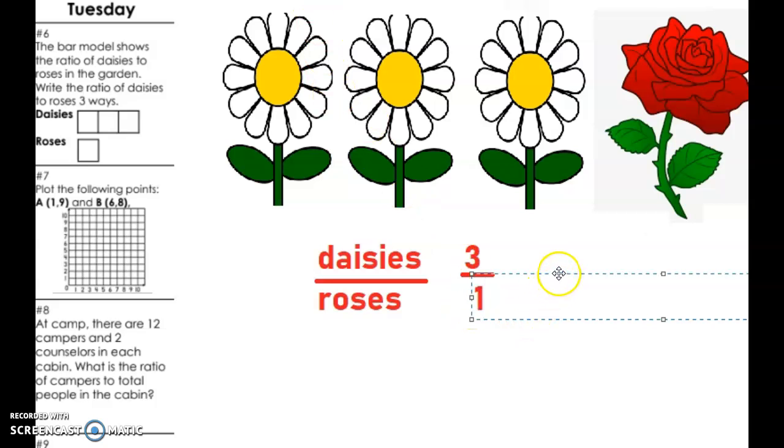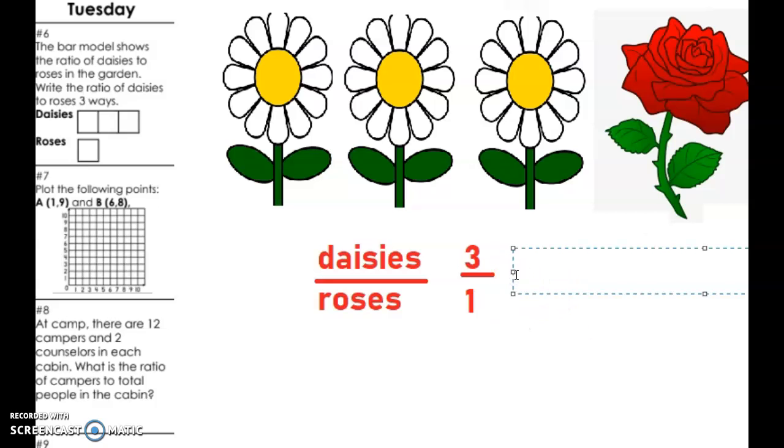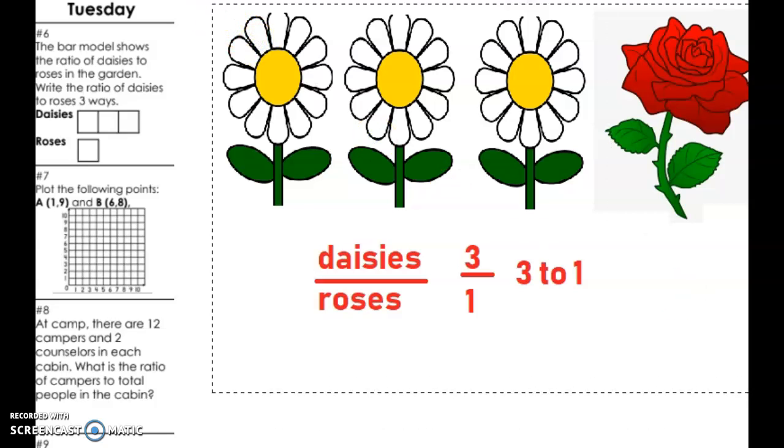For every 3 daisies, there's 1 rose, right? And another way of writing it is 3 to 1, right? And the last way to write it, actually, I'm not even going to do it. But use your colon, and that's how you would write the last way. So that's the 3 ways to write that ratio. Pretty quick and easy, right?